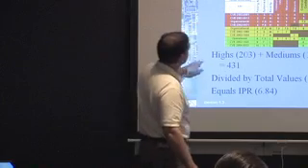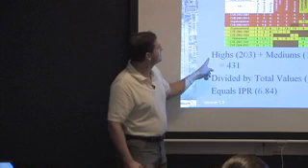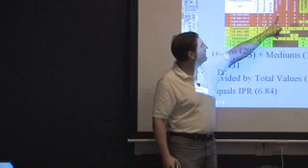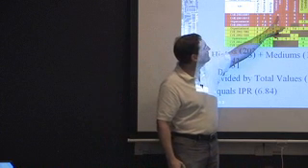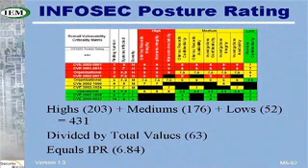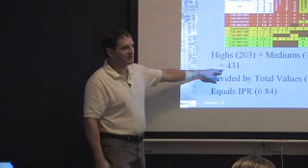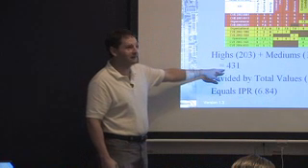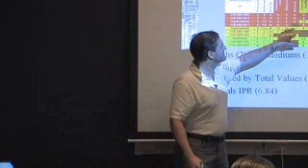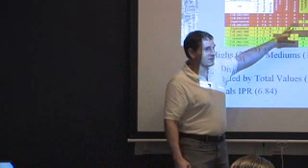So for example, or another way to look at it too, you can count up all the highs, so all the ones that are red, which would be 9s and 8s, you can add all those together. The mediums, all the yellows, you can add all those together. Lows, all the greens, you can add those together. And we've checked the math a couple of times. It is 431. Or you can just add all the blocks up that have numbers in them.